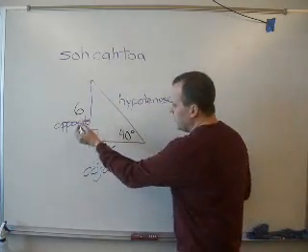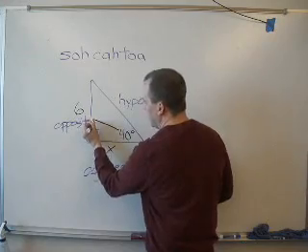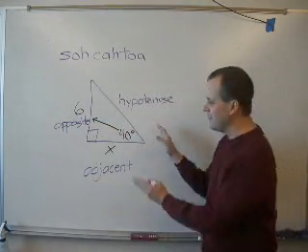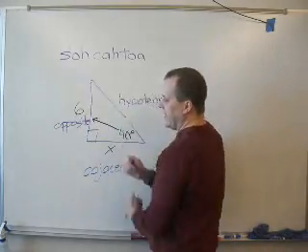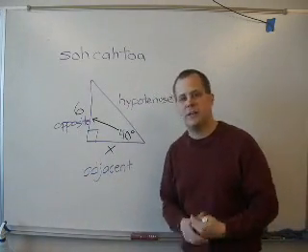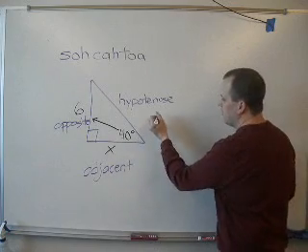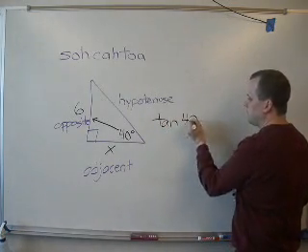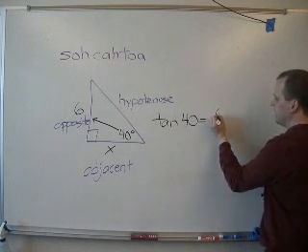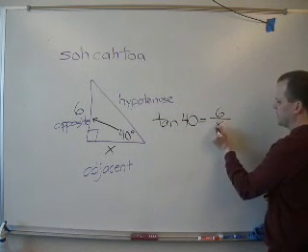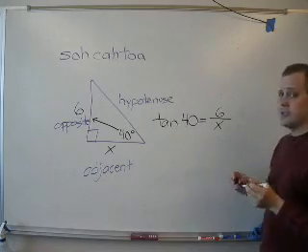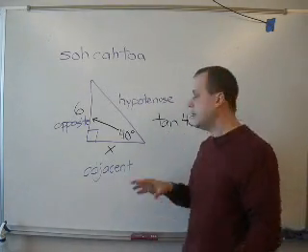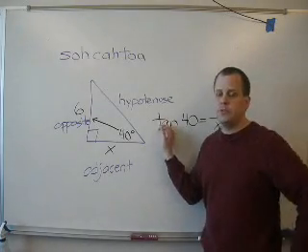Now, the opposite is always the side facing the angle. So this angle is actually pointing at the opposite side. Well, here's what we have to do. Now, we're going to set up this formula. Tangent of 40 is equal to opposite over adjacent. Okay? Our opposite is always going to be on top. Our adjacent is always going to be on the bottom of the fraction if we use tangent.